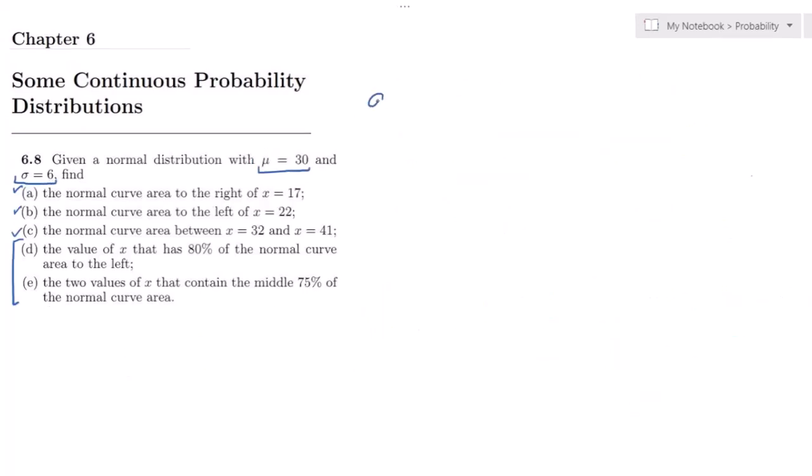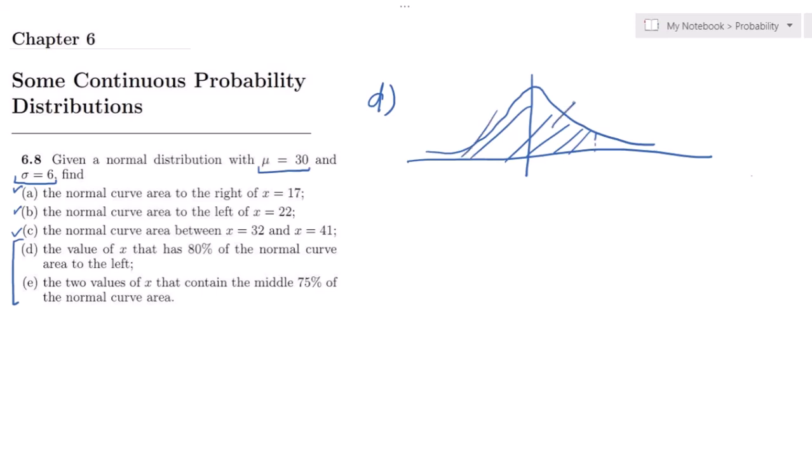Part D of our question is what? We have to find the value of x that has 80% of the normal curve area to the left. So let us have this normal curve, and let us have here the value where almost 80% of it is at the left, and it is also known that this is a normal curve.